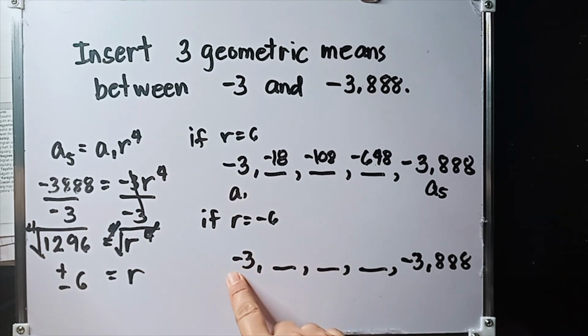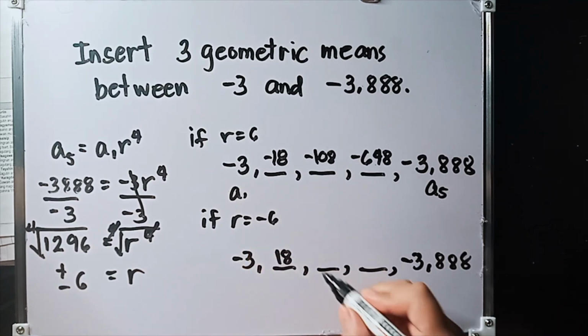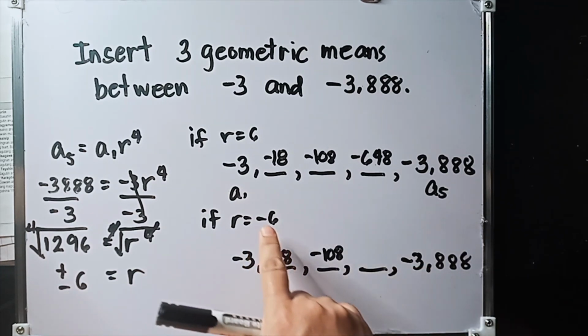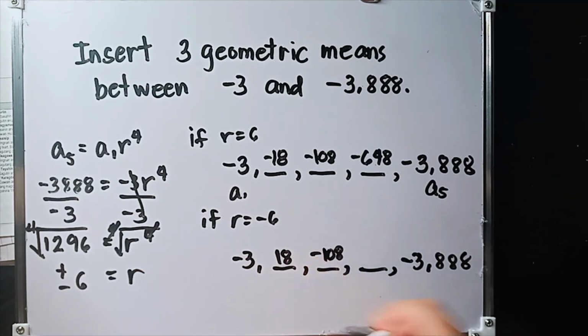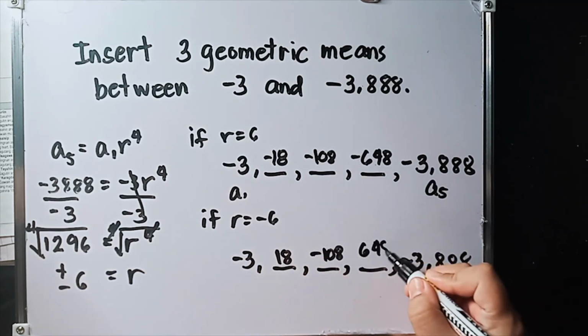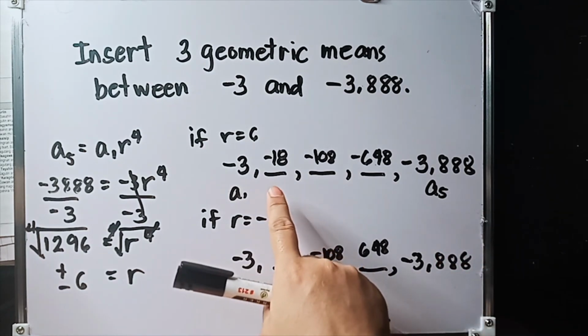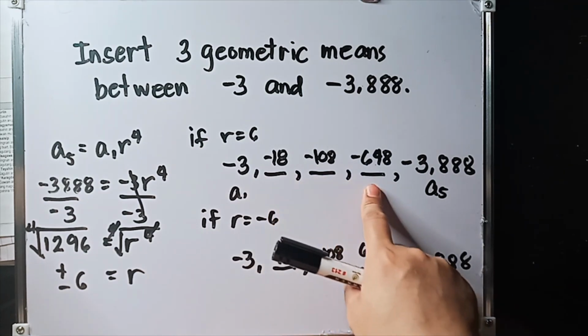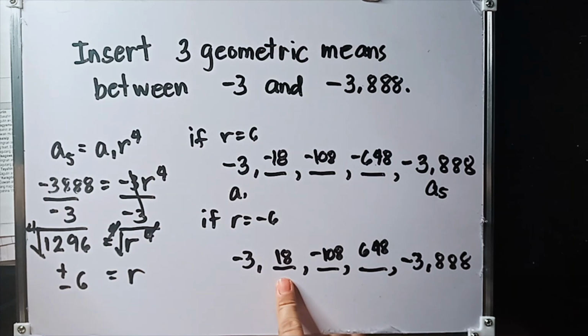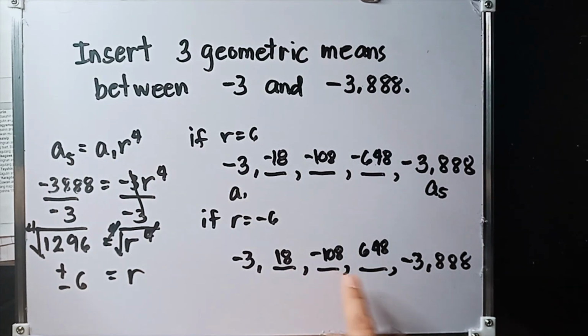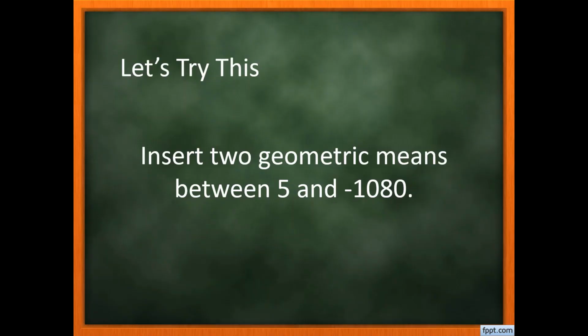So, negative 6 times negative 3 is positive 18. Positive 18 times negative 6 would be negative 108. Negative 6 times negative 108 is positive 648. Negative 6 times 648 is negative 3,888. So, again, we have two sets of geometric means. One is negative 18, negative 108, negative 648, and the other is 18, negative 108, and 648. That would be all.